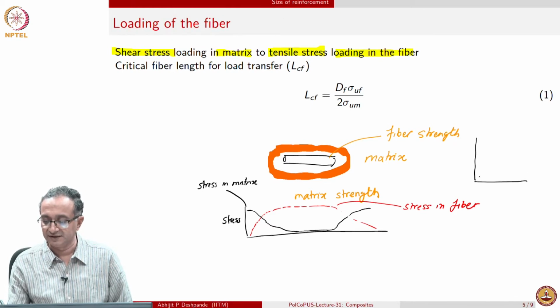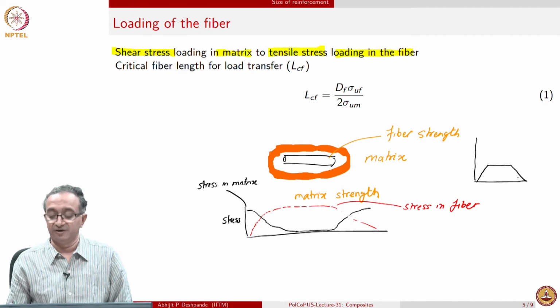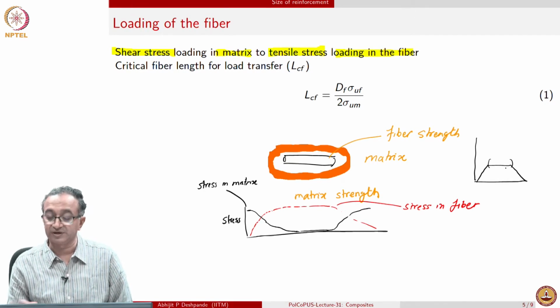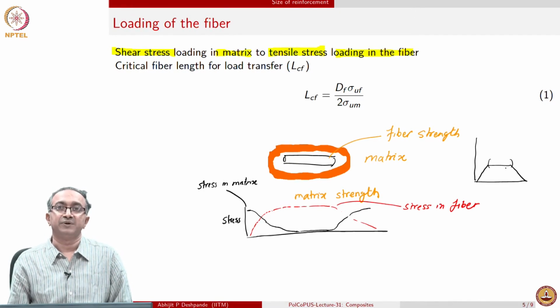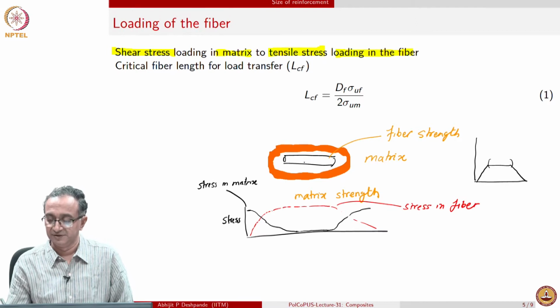We can say that, let us assume that the increase of load in the case of fiber is linear, then it becomes constant and then it decreases. So, in this kind of case, what you can see is load transfer has happened, and the fiber is at the maximum stress. But on the other hand, I have a very short fiber.